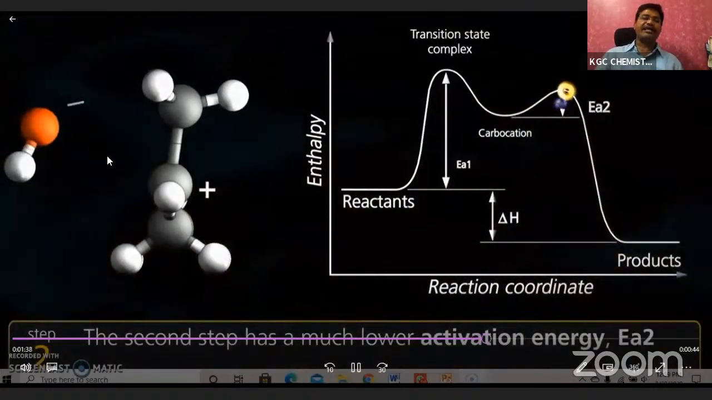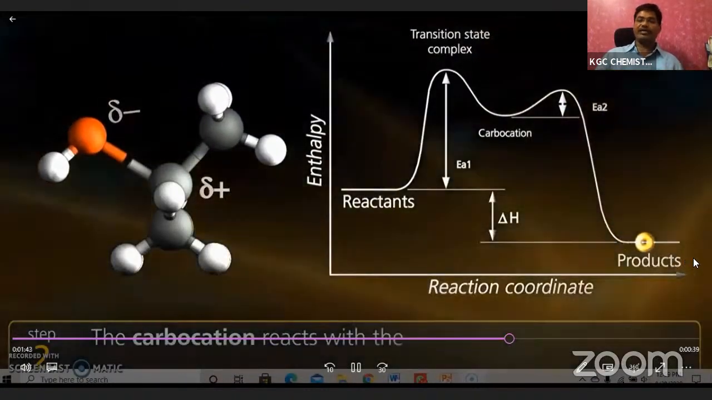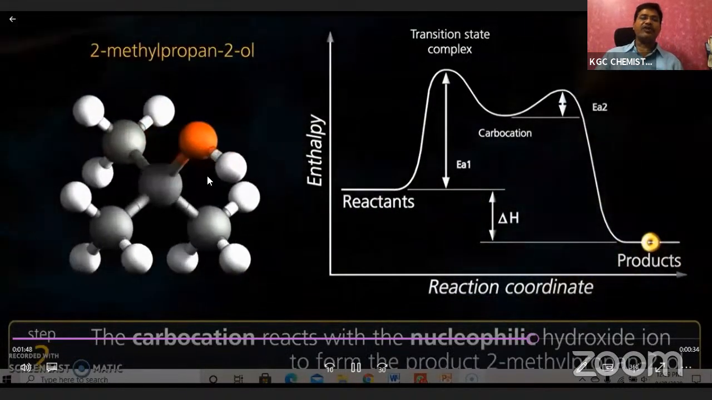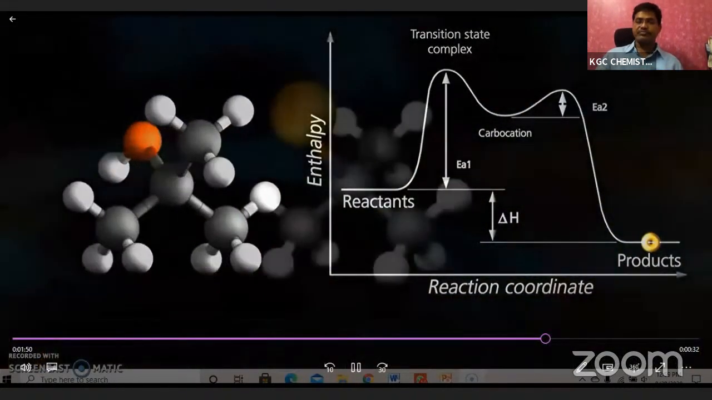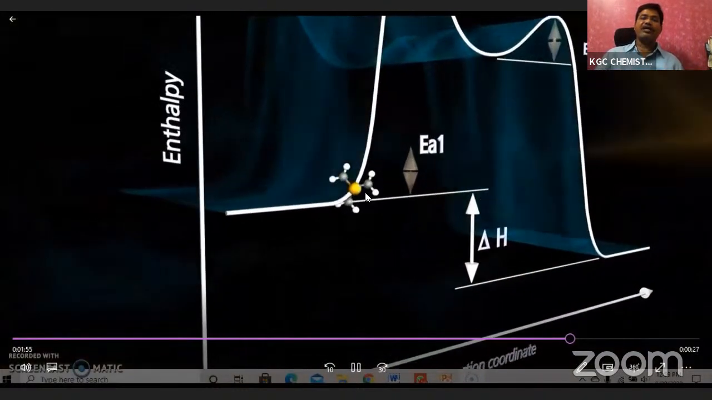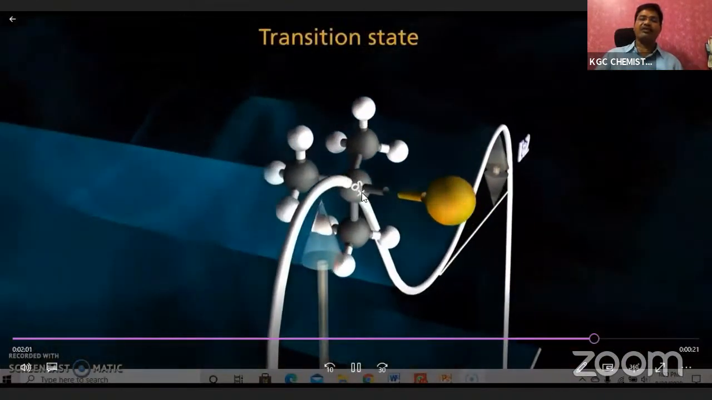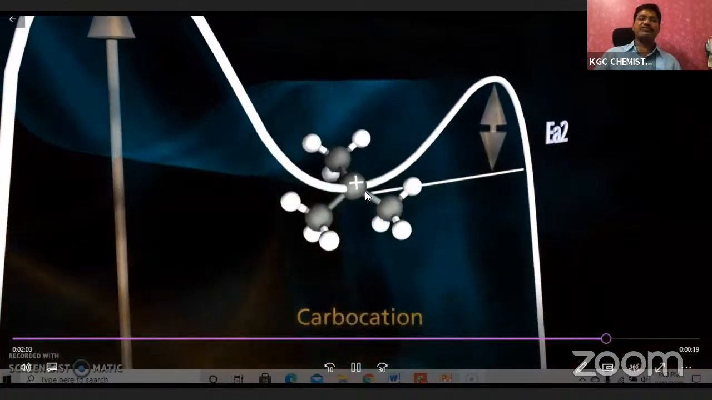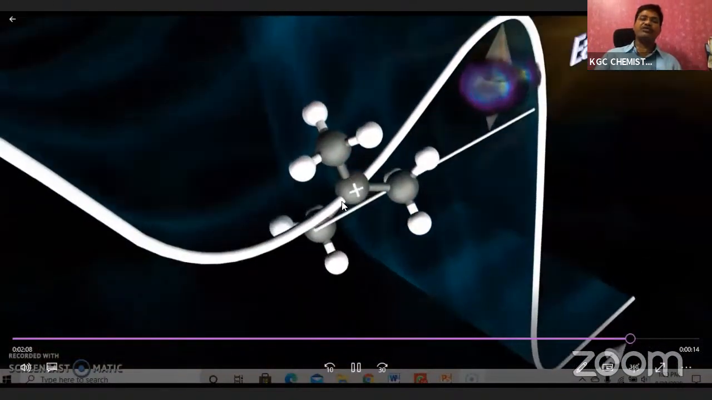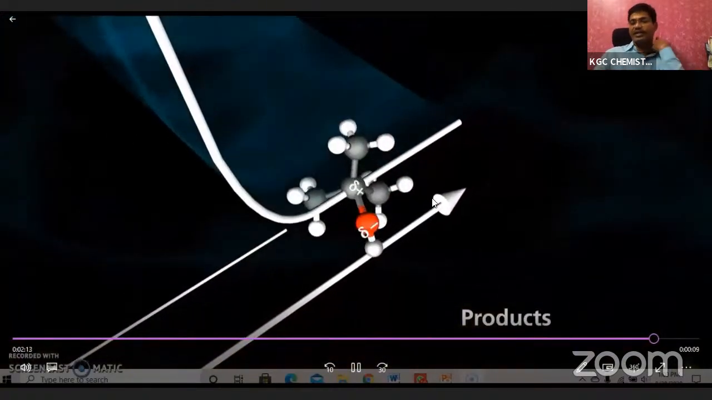Then when OH is attacking, you will get this as the product. Okay, now again you can see this approaching. Now finally you will get the product. See, this is the alkyl halide. Now first it loses a bromide ion, forming the carbocation. After formation of the carbocation, which is sp2 hybridized, the hydroxide ion attacks and the product is formed like this.